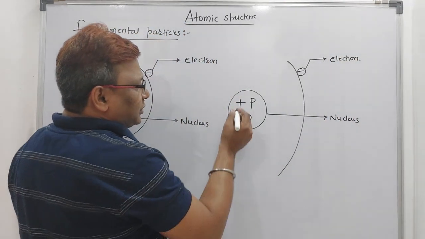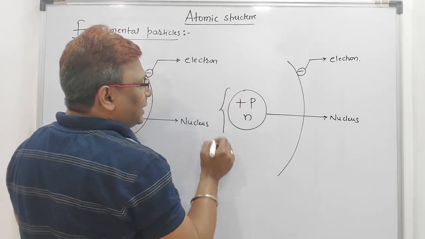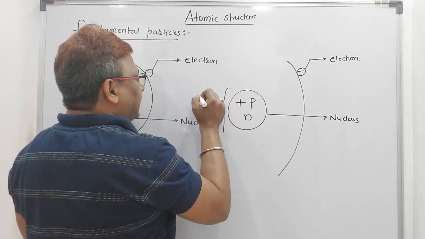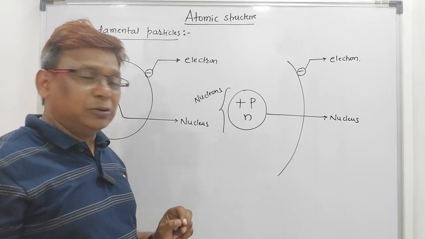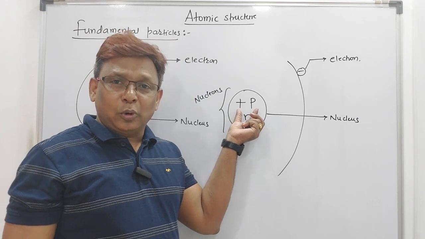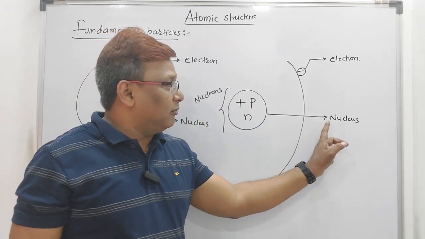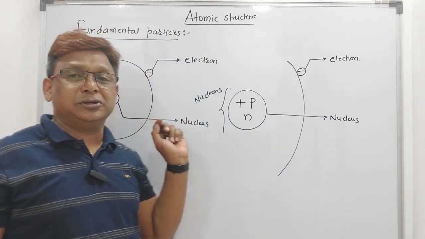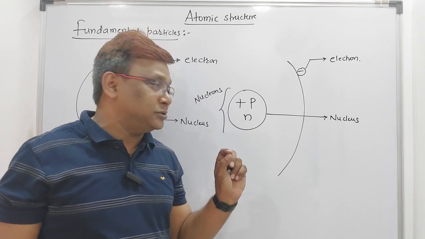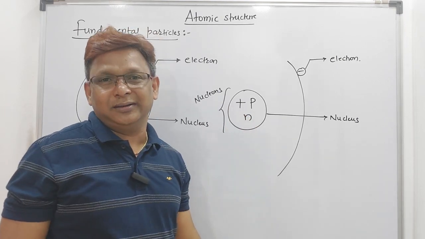Do you know what the positively charged proton and neutral neutron are together called? Together they are called nucleons. So what are nucleons? Protons and neutrons together are called nucleons. And how does this nucleus get its positive charge? The nucleus gets the positive charge due to the positively charged protons present in it.